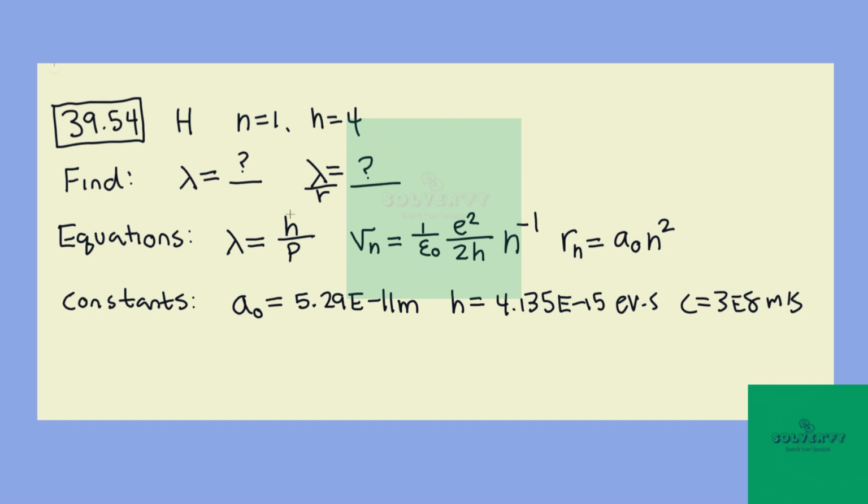We also need the definition of a de Broglie wavelength for a particle with mass, which is simply h over the momentum of that particle. For constants, we need the Bohr radius, a naught, which is given in meters, and h and c. So let's jump into it.